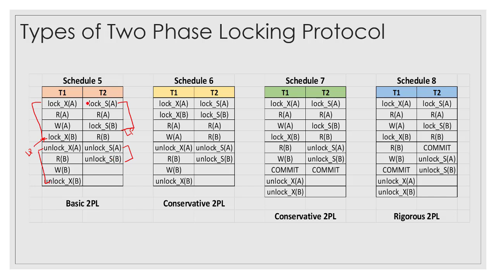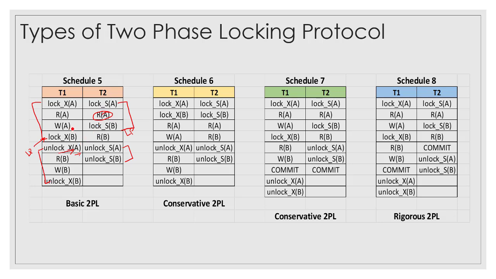Why may it suffer from cascading rollback? You can see that if transaction 1 starts, then transaction 1 will perform all the operations up to this. Then transaction 2 can start. Now, if transaction 2 starts after this point, then transaction 2 is reading data which is written by transaction 1. So, we have a dirty read problem because transaction 1 has not been committed, but transaction 2 is reading data which is written by transaction 1.